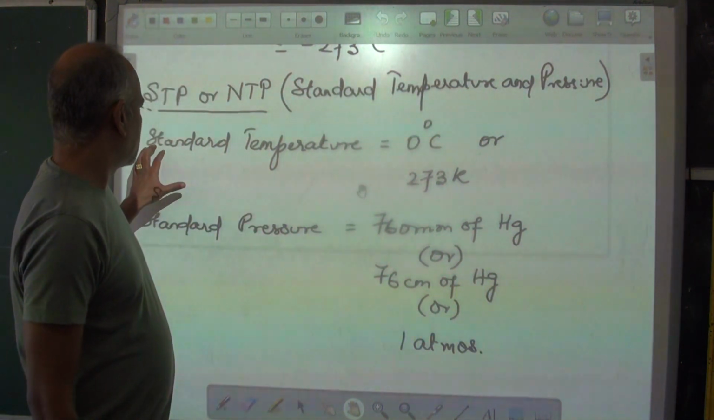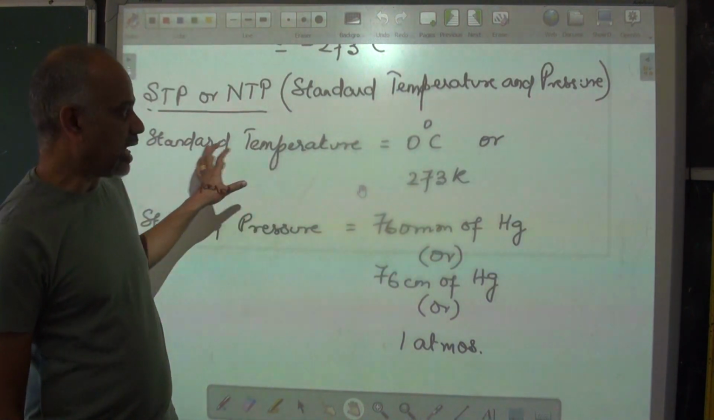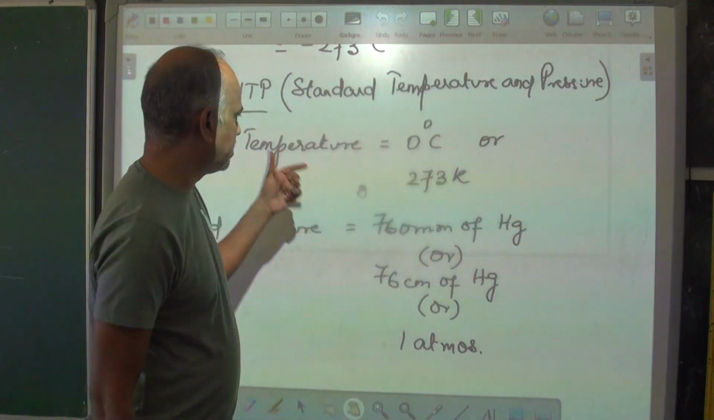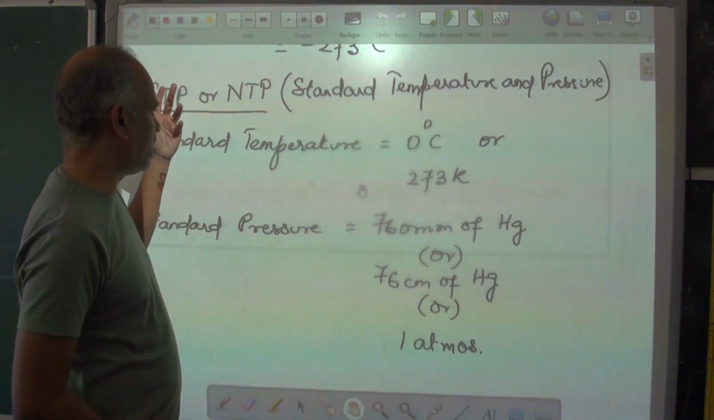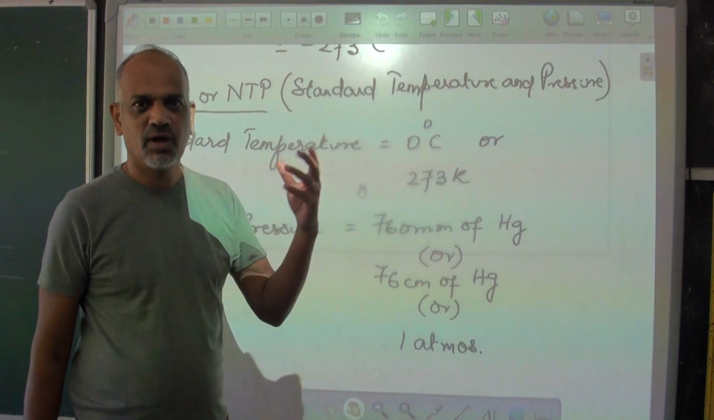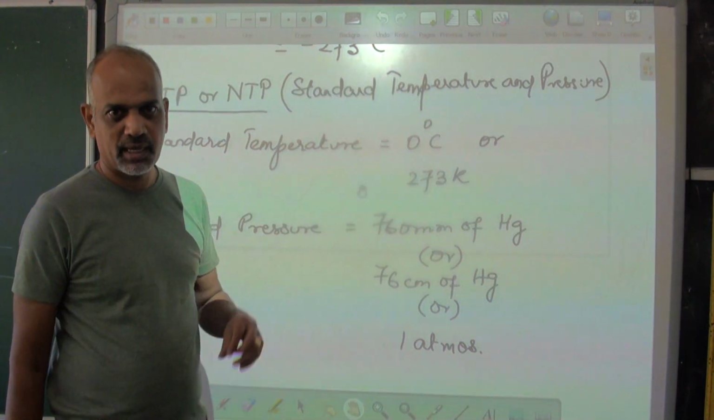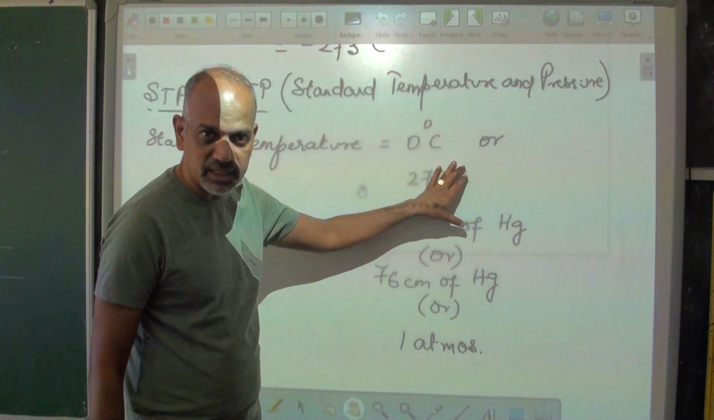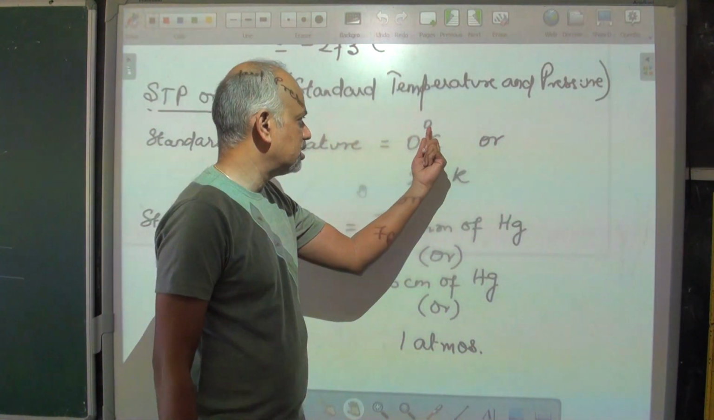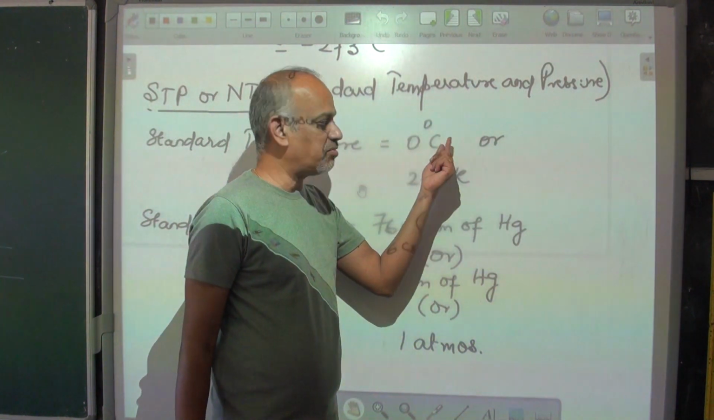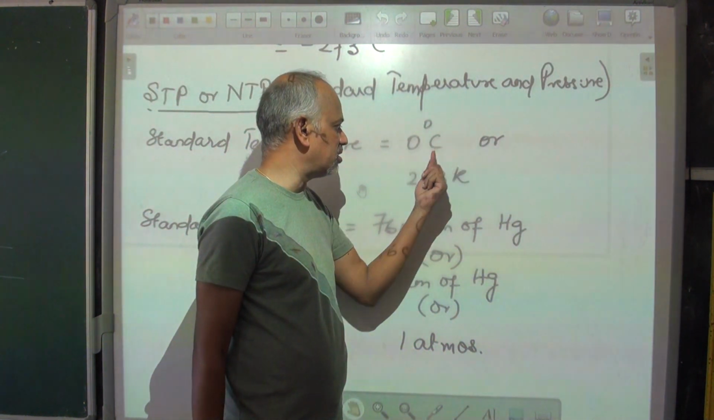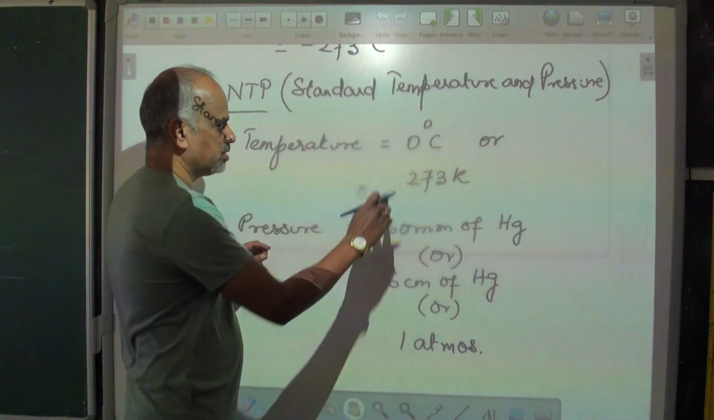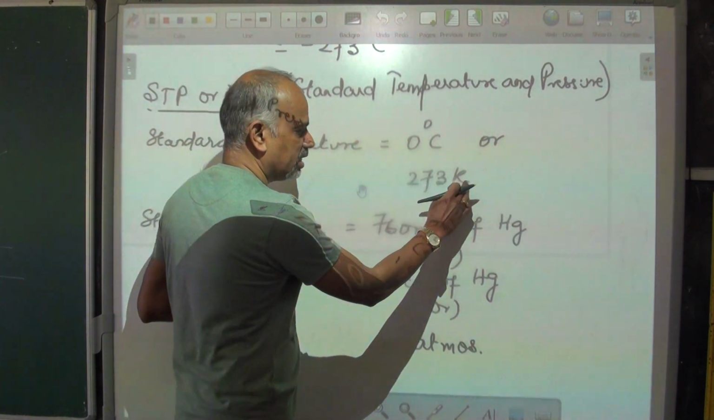Coming to standard temperature, a standard temperature is 0 degrees Celsius. If I say a gas has a temperature of something at STP, it is the standard temperature, which is 0 degrees Celsius. If you have to change degrees Celsius to Kelvin, add 273 to this, that will be 0 plus 273, that's 273 Kelvin. So standard temperature is 0 degrees Celsius or 273 Kelvin.